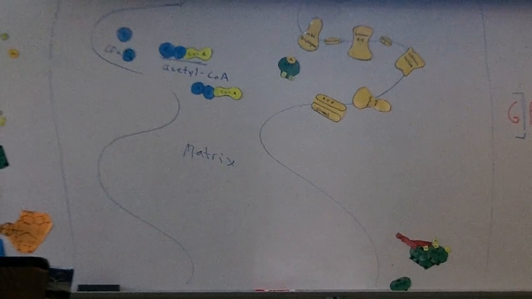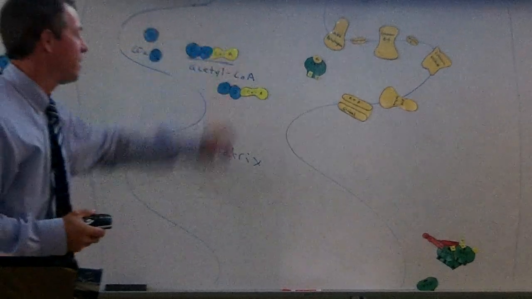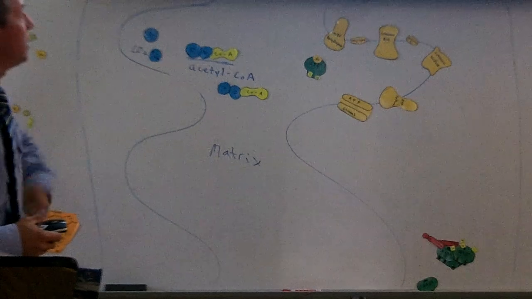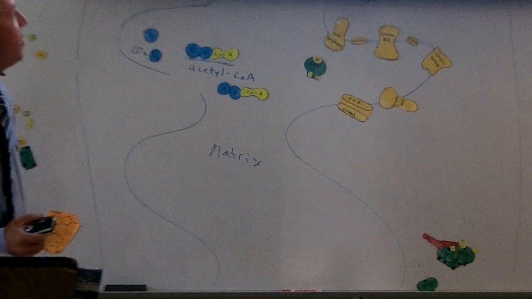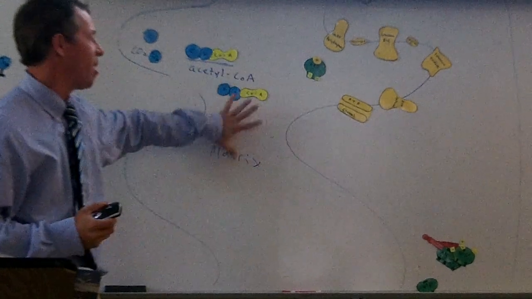Okay, what happens to the acetyl-CoA? It goes to the citric acid cycle, that's next. So here they're showing the mitochondrion, and they're showing you where it happens in the matrix. The matrix is the middle of the mitochondrion here.